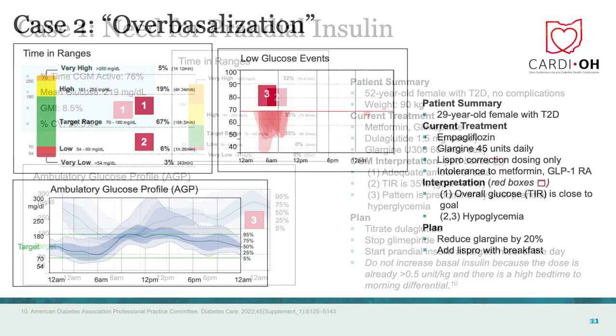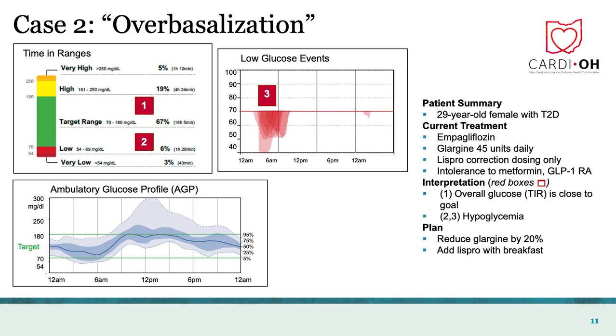Here's our second case. So this is a 29-year-old female with type 2 diabetes. She's currently treated with empagliflozin, glargine 45 units, and Lispro using a correction dosing, otherwise known commonly as a sliding scale, and just has some intolerance to other medications like GLP-1 based therapies and metformin.